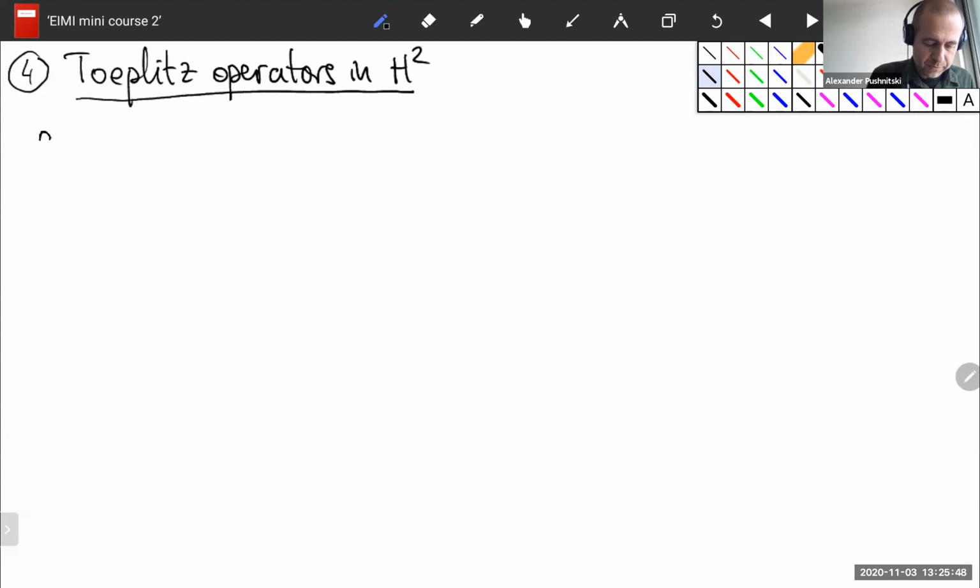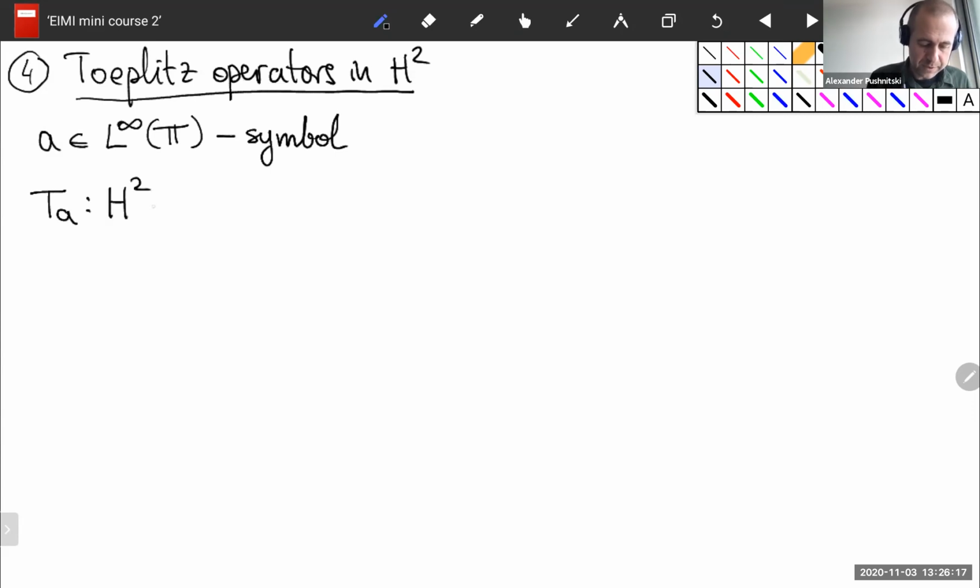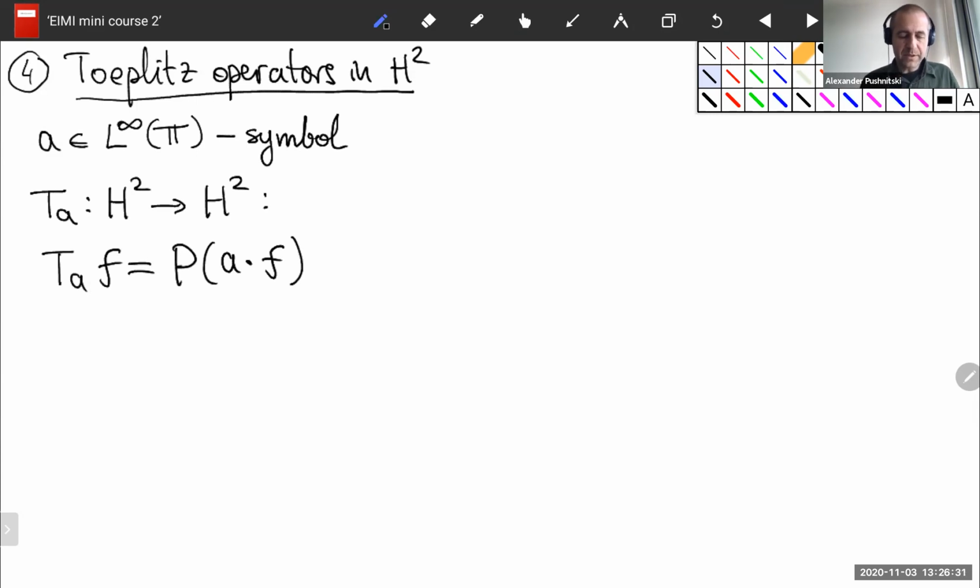So suppose we have a function, let me call it A, the same letter as I used before, but for a different purpose. Suppose A is a bounded function on the unit circle. We will call it a symbol. Then we will define the Toeplitz operator on the Hardy class as follows. I take a function f from the Hardy class, and I multiply it pointwise by A. So this multiplication is done on the circle.